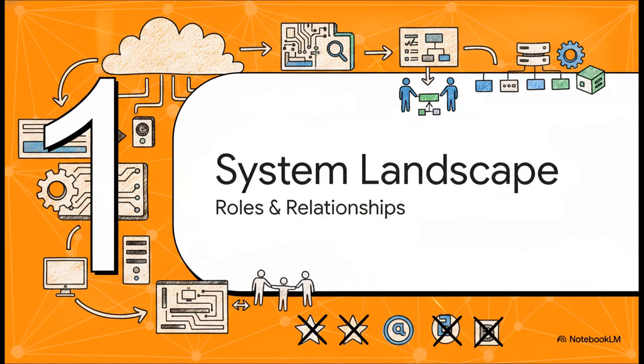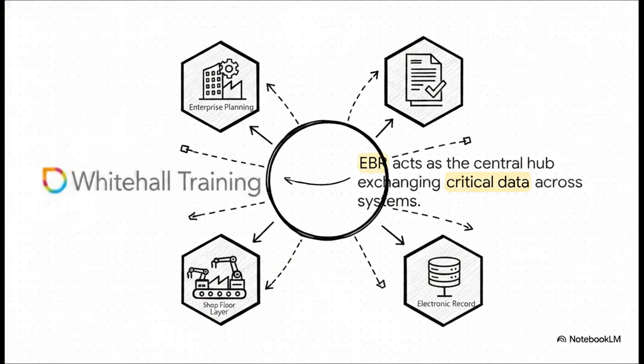Section 1. The wider system landscape. The EBR application is really the central hub of your operation. It serves as the definitive electronic record of what was actually executed on the floor, but it completely relies on surrounding systems to function. Your EBR doesn't live in a vacuum. It turns an approved master batch record into a controlled workflow. And to pull that off, it has to exchange data seamlessly with everything from high-level enterprise planning right down to the shop floor automation layer.